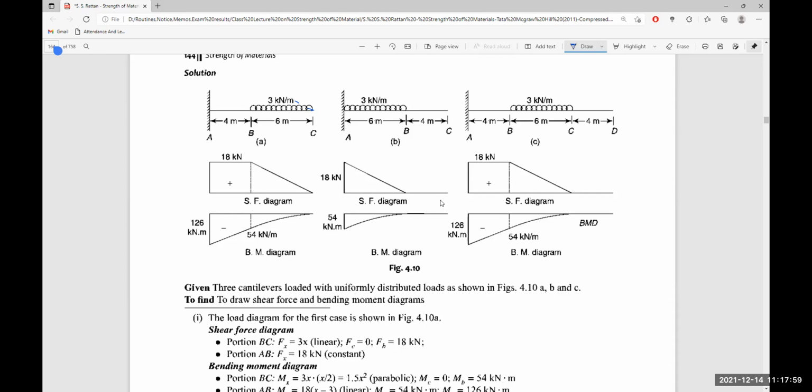So what you see, portion B to C, Fx is 3x here, Fc is 0, Fb is 18 kilonewton. In the shear force diagram, BC from here to here, the vertical force is 3 into x, linear. It is equal to 0 at the point C, and at the point B it is equal to 18 kilonewton. Next, for the portion AB, Fx is 18 kilonewton, constant.